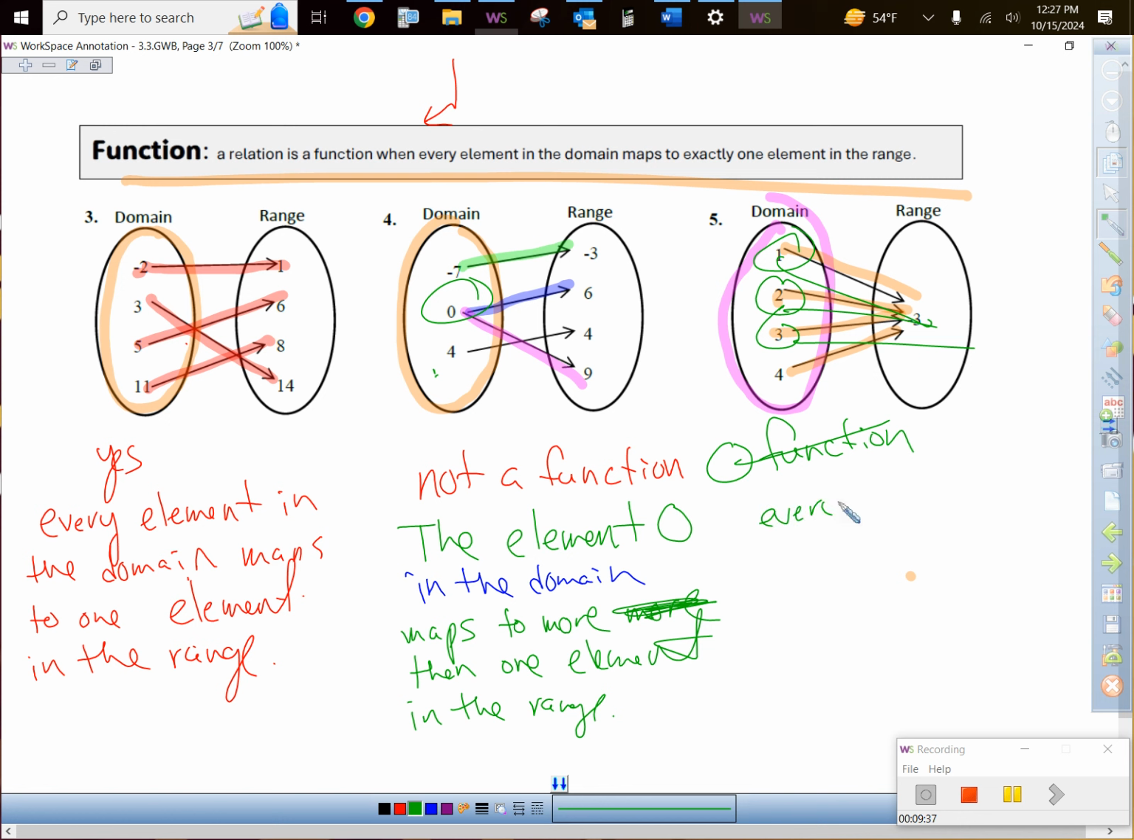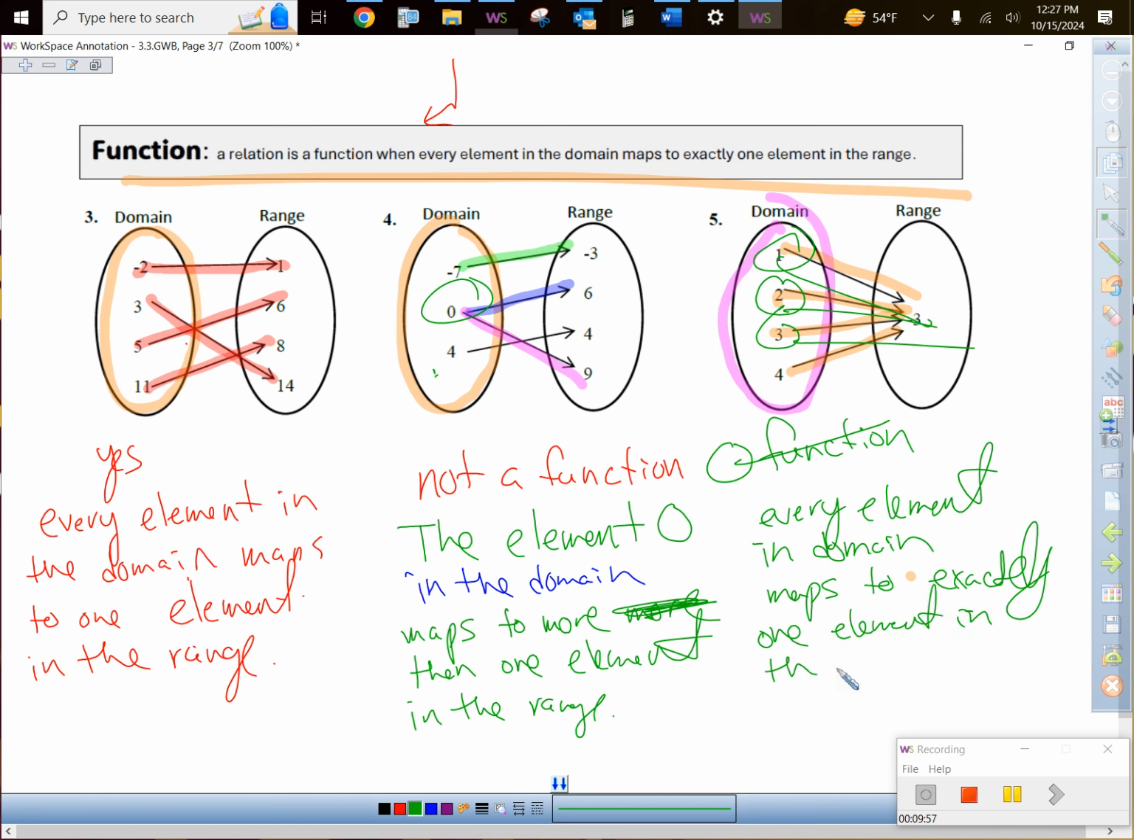Every element in the domain maps to exactly one element in the range. You'll say that every time you say that it's a function. If you say not a function, you tell me who the bad boy was. And the middle one, the bad one was 0. The element 0 does not. Cool. All right. So that's as a mapping.